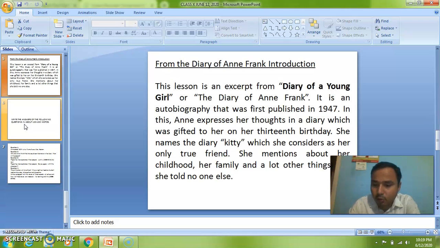I'll just take you quickly back to the story now. You can read it on the screen. This lesson is an excerpt from Diary of a Young Girl, or the Diary of Anne Frank. It is an autobiography that was first published in 1947. In this, Anne expresses her thoughts in a diary which was gifted to her on her 13th birthday, as we already discussed. She names the diary Kitty, which she considers her only true friend. She mentions her childhood, her family, and a lot of other things that she told no one else.